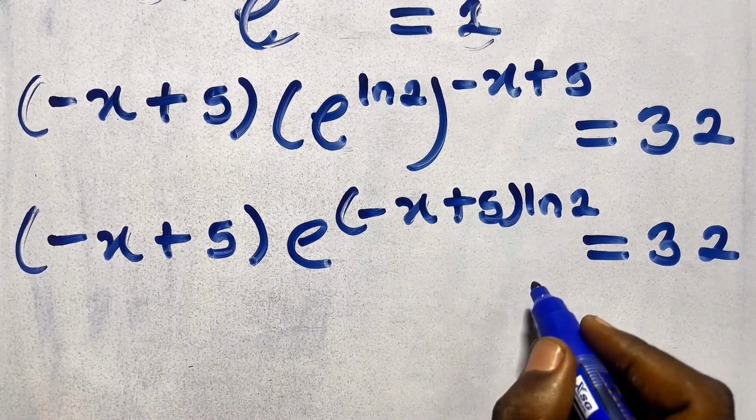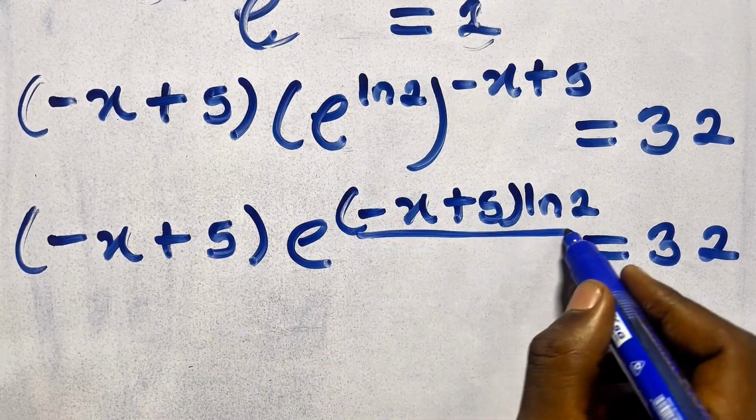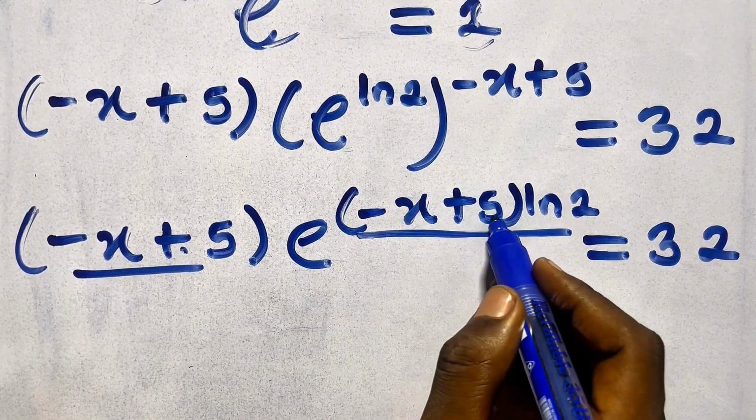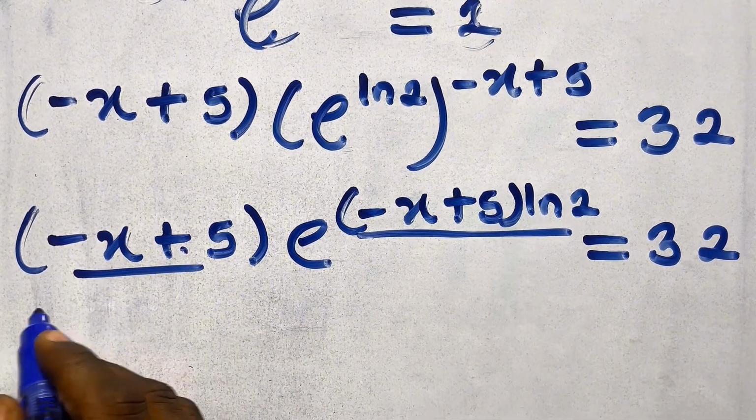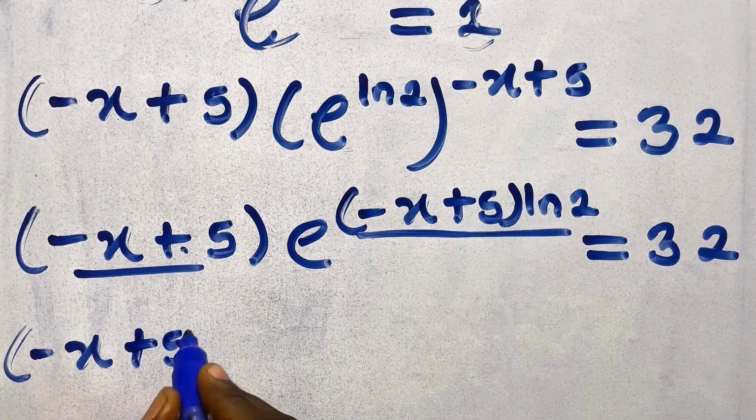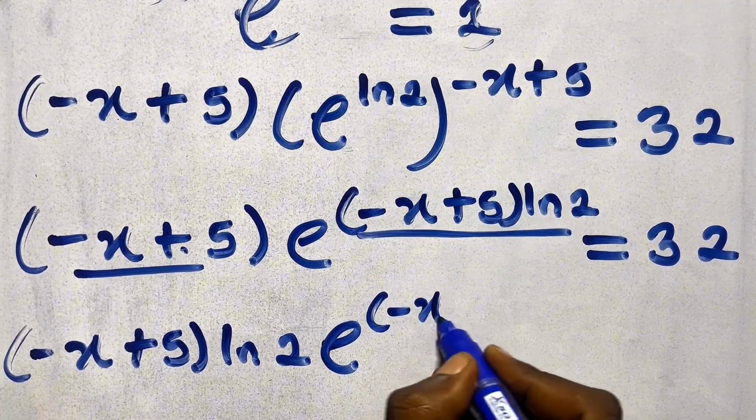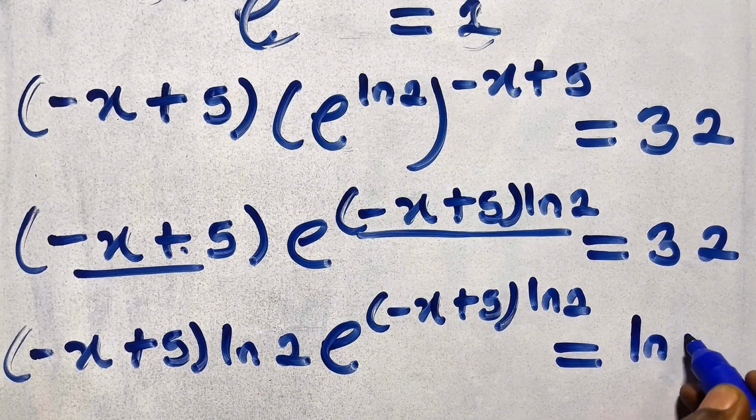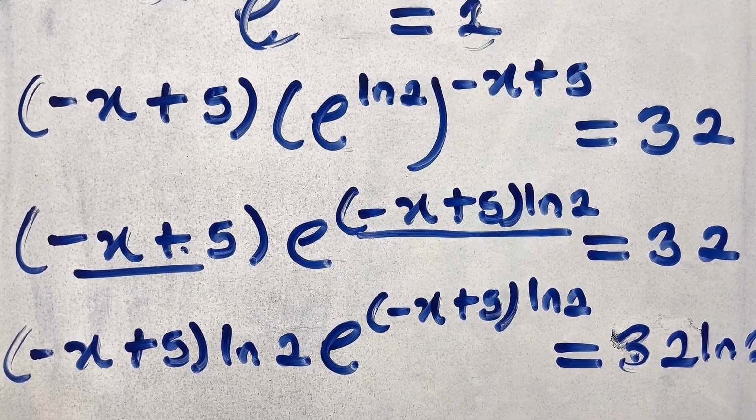Here we have to multiply both sides by ln 2, because I told you earlier that the base and the power must be the same. We have minus x plus 5 here, and minus x plus 5 here, but this is multiplied by ln 2 and this is not. So we have to multiply both sides by ln 2. If we do, we are going to have minus x plus 5 ln 2, exponential of minus x plus 5 ln 2, equals 32 ln 2.